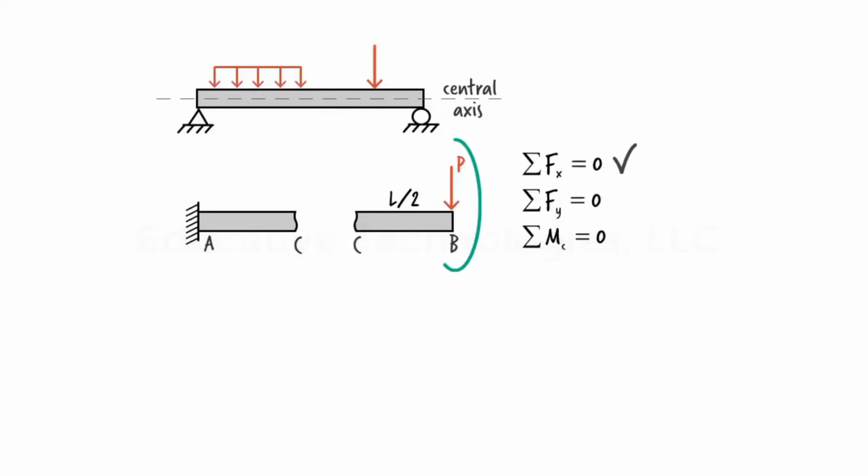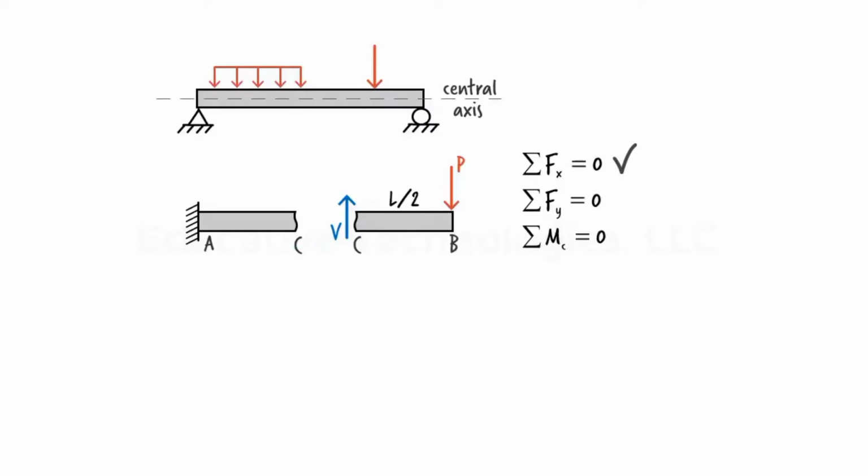We have a downward force of P applied to the right end of the segment. Therefore, there must be an upward force at point C equal in magnitude to P in order for the sum of the forces in the y direction to vanish. This upward force, labeled V on the diagram, is called the shear force. It is one of the internal forces in the beam.